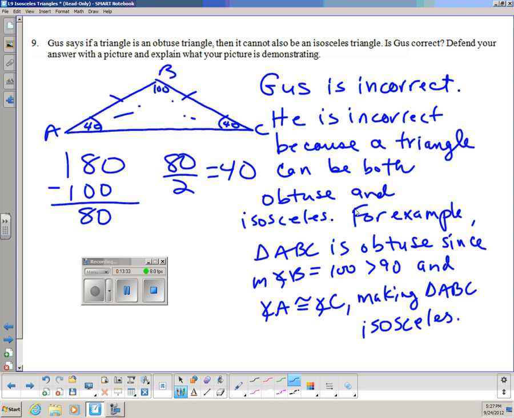So now, this is what in math we call a counterexample. It's an example of why Gus is wrong. It's countering his argument. It goes against his argument. Think of the word counterclockwise. That means going against the way the clock goes. So this is called a counterexample. When Gus makes this outrageous claim that an isosceles triangle can't be obtuse or vice versa, here is our example to counter him. So we call it a counterexample.